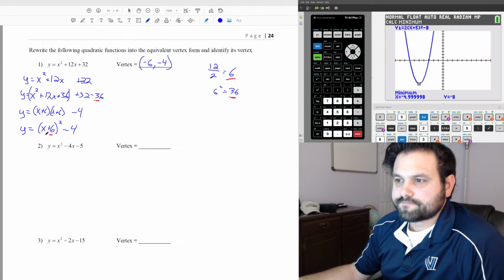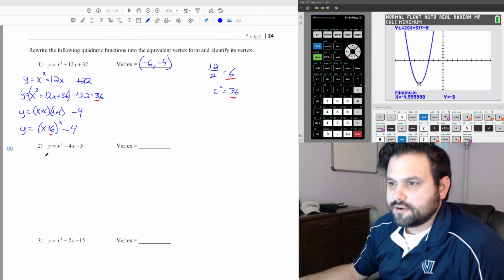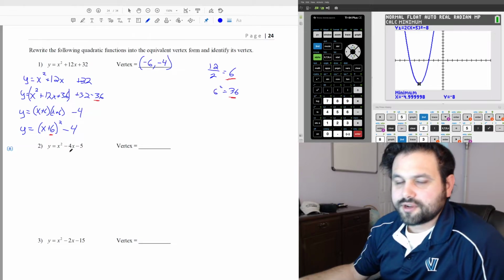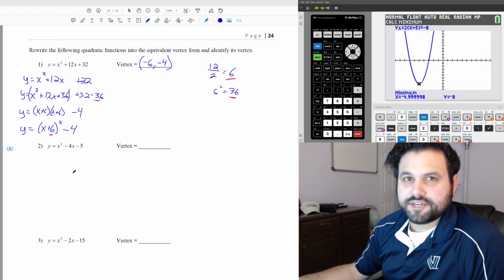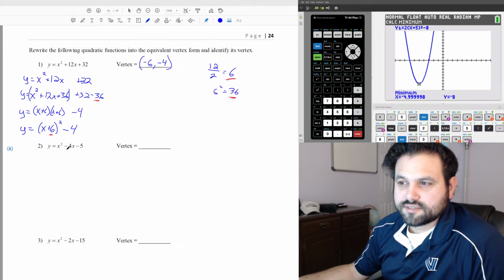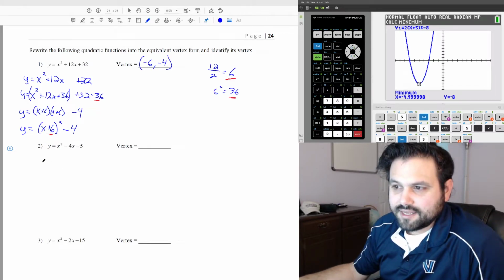So I'm going to do that in number 2. So let's take a look at number 2 here. My shortcut method is I jump right to my side work and I just take b and I divide it by 2. Right? So what's negative 4 divided by 2? And I'm going to write that in parentheses.